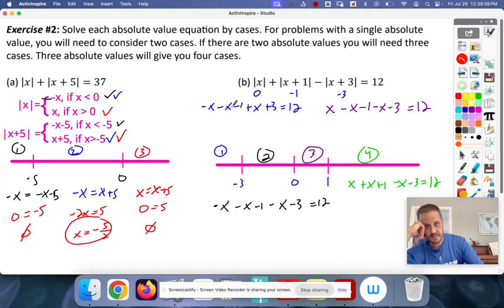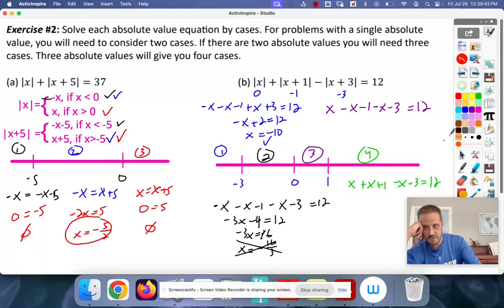So the -2x's and this x, we end up with -x plus 2 equals 12. And so if I move the x, we get -10. And that checks out. That's in the right vicinity. This one was next, case 2. So we get -3x minus 4 equals 12. We add 4 and we get 16. -3x equals 16. And x equals -16 thirds, which is about -5, not in the interval. Toss it in the trash.